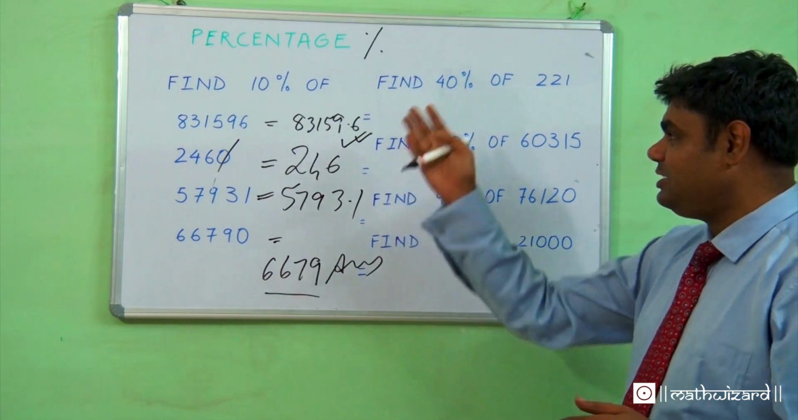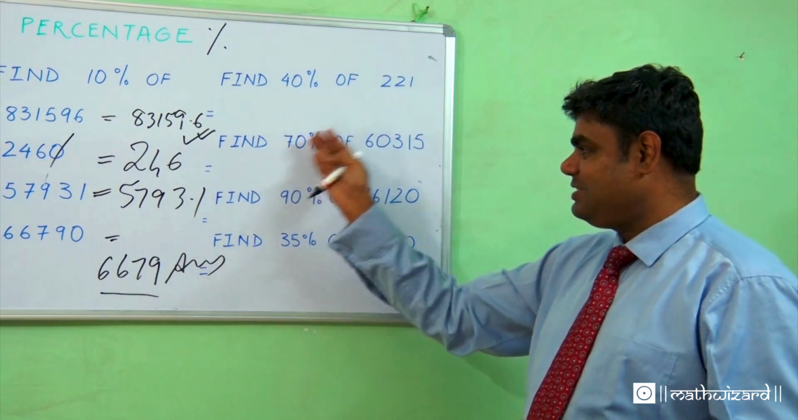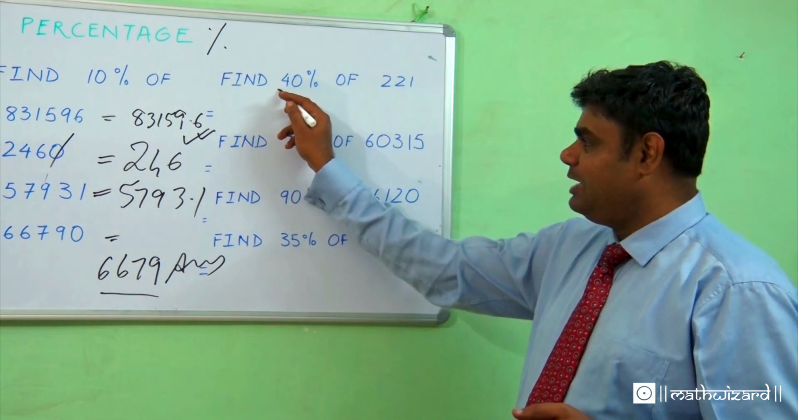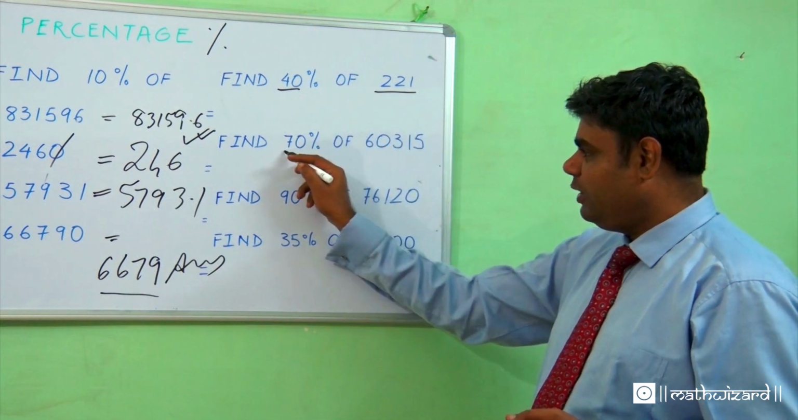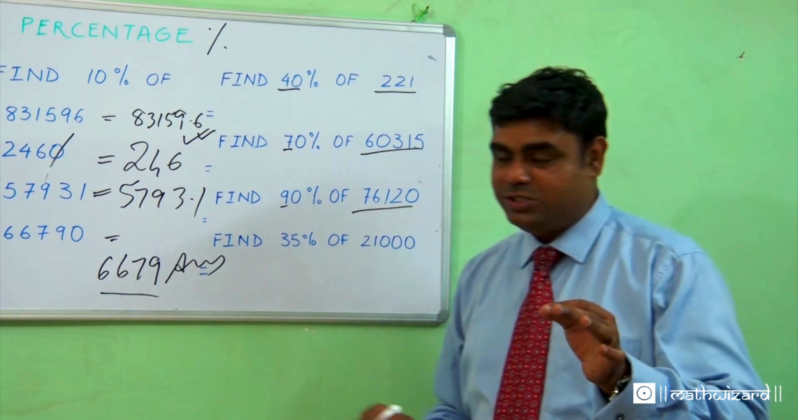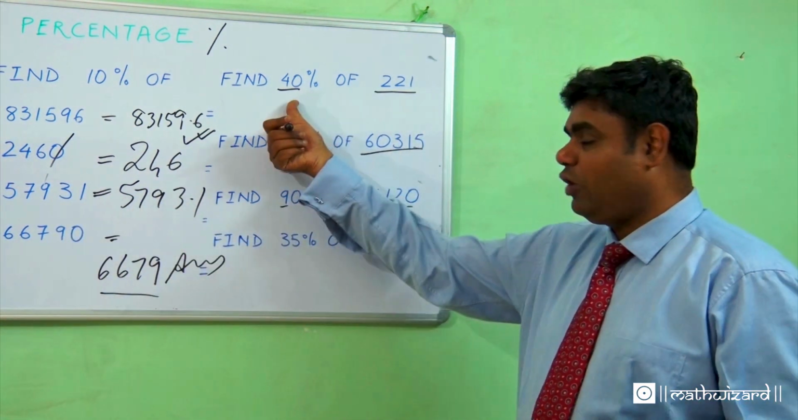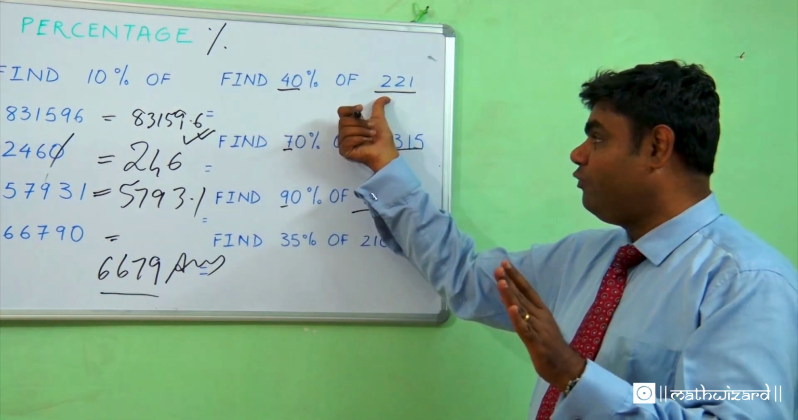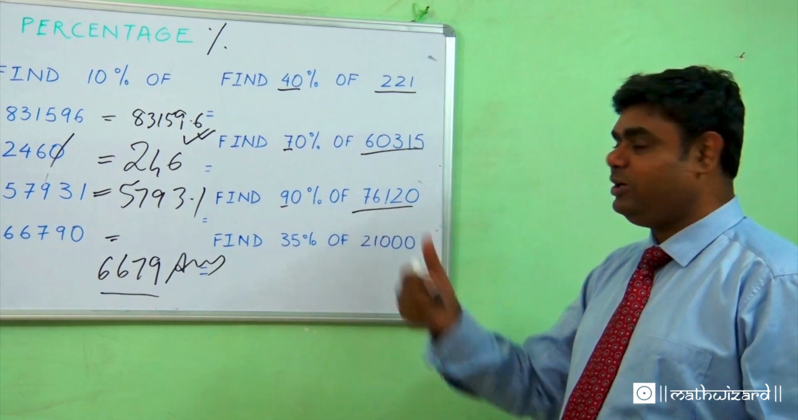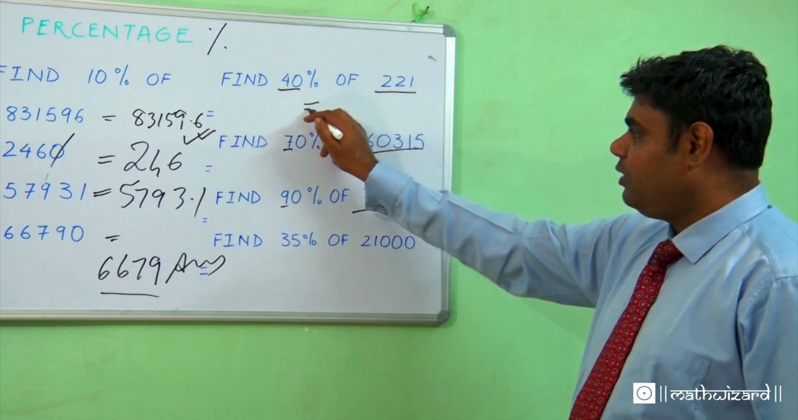If you have understood this, you can easily do bigger numbers, 40%, 70%, 90% off, simply by multiplying this number into 4, this number into 7, this number into 9. Because just now I learned 10% of the number. So 40% is 10 into 4. 70 means into 7. 90 means into 9. Let's see.